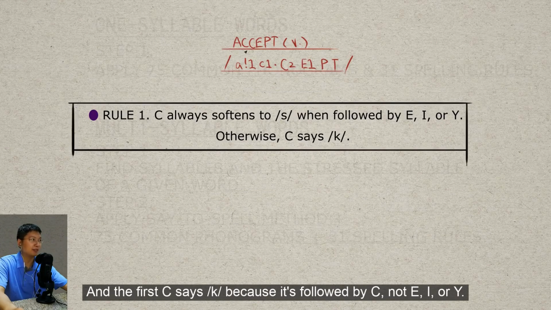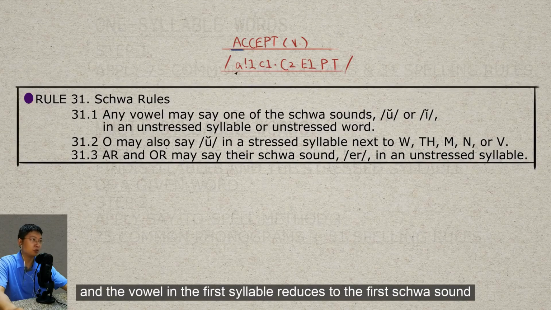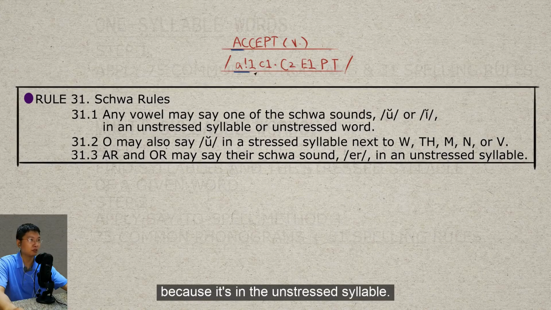And the first C says k because it's followed by C, not E-I-O-Y. The second C says S because it's followed by E. And the vowel in the first syllable reduced to the first schwa sound because it's in the unstressed syllable.